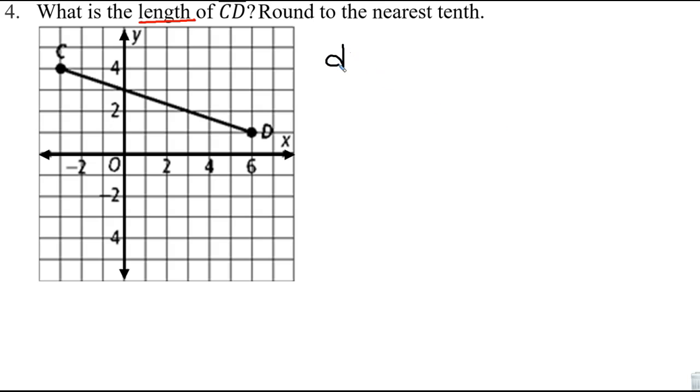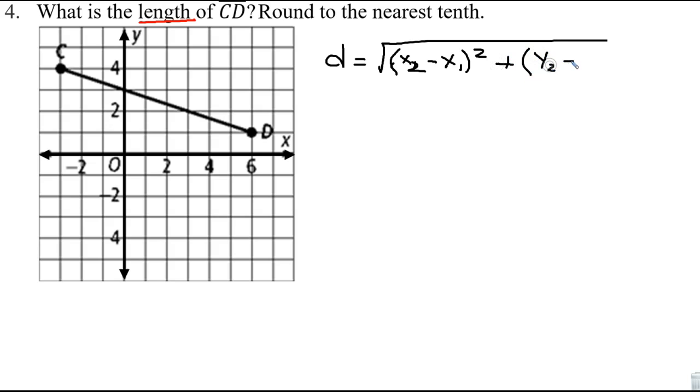It is this guy. D is equal to square root of, in parentheses, x2 minus x1 squared. Now I almost said x1 minus x2, there won't be a difference. Just one x coordinate minus the other. And then plus, in the same order, y2 minus y1 squared.